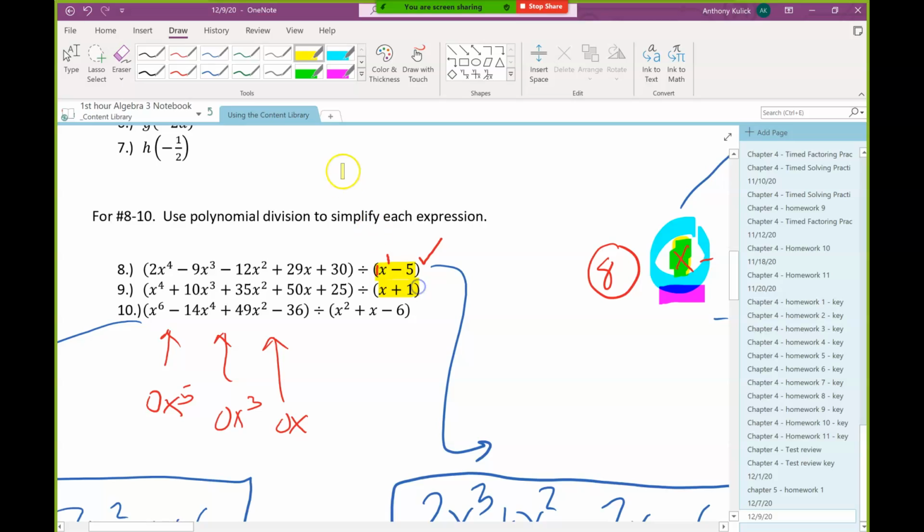Similarly, for number 9, its degree is 1 and its leading coefficient is 1. So I could use synthetic division on this problem. Though if I look at number 10, the leading coefficient is 1, but here the degree is 2. So I couldn't use synthetic division to do this problem. I would have to do it using polynomial long division. Does that make sense about when we can use synthetic division?